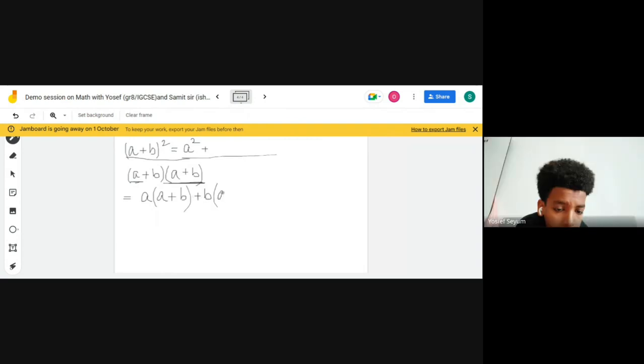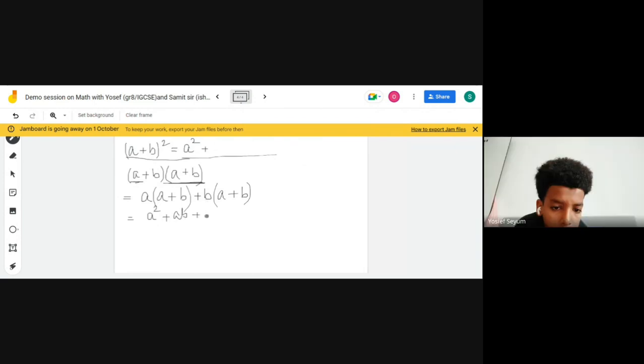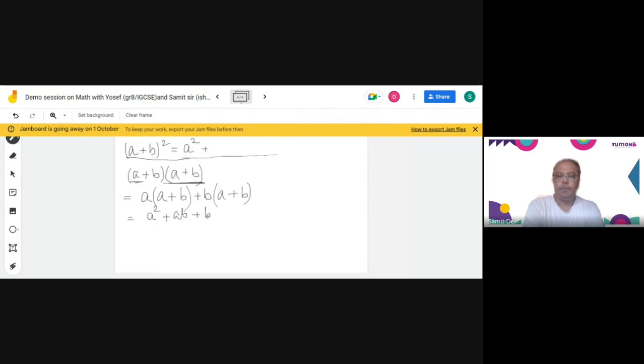Then we will write a times a, a square, and then plus a times b, which will be ab. So this will be a square, a times a is a square, a times b is ab, plus b times a, ba, plus b times b, b square. Now again, ab and ba are the same because multiplication follows the commutative law. So a into b is equal to b into a.